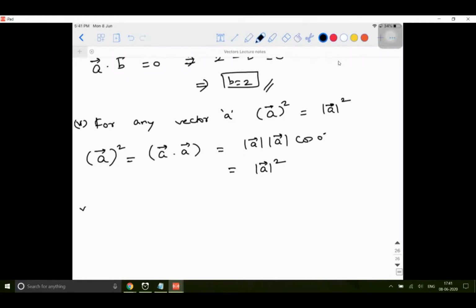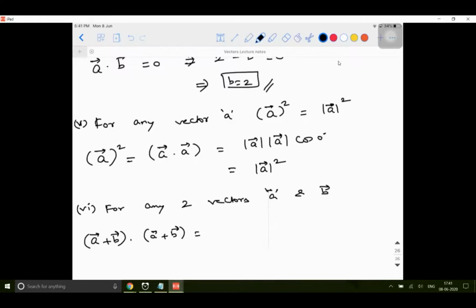For example, they can give you a problem like this. For any two vectors A and B, if they ask you what is A vector plus B vector dot A vector plus B vector, then what will you say?